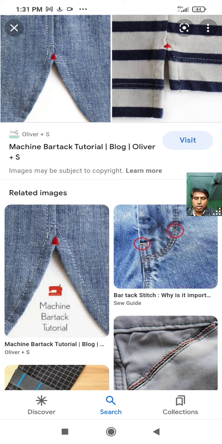So this is one more part of the zipper. You see there are so many parts in a zipper. So what are the parts in a zipper? I have to revise for you guys.